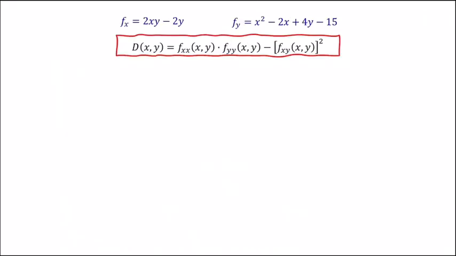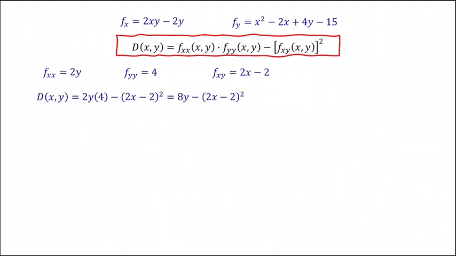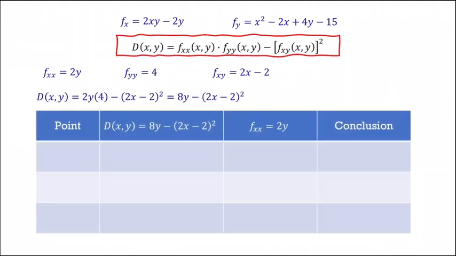So now we will determine the nature of the stationary points by using the second-order partial derivative test. F sub double x is the partial derivative of fx with respect to x, so it equals 2y. F sub double y is the partial derivative of fy with respect to y, so it equals 4. And f sub xy is the partial derivative of fx with respect to y, so it equals 2x minus 2. Then substitute it into the discriminant. Write all the stationary points in the table.